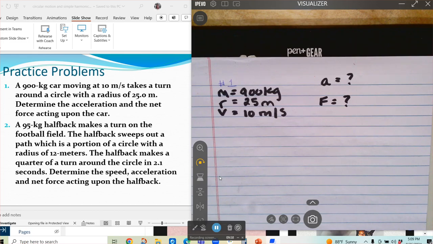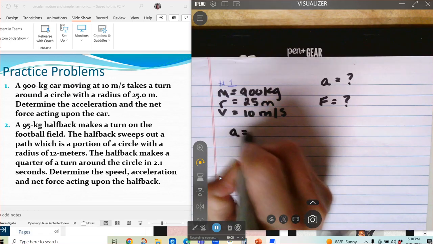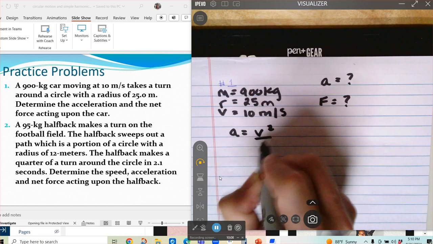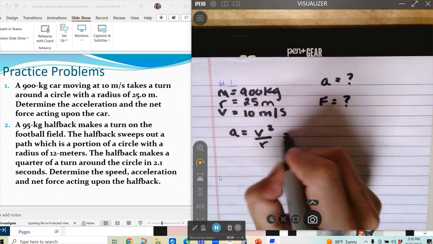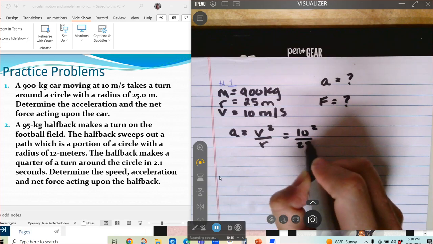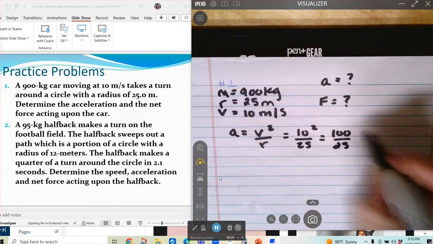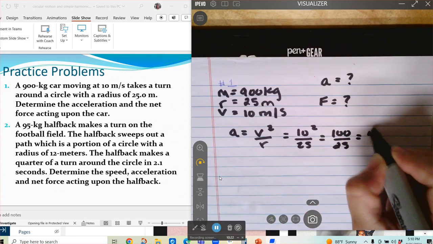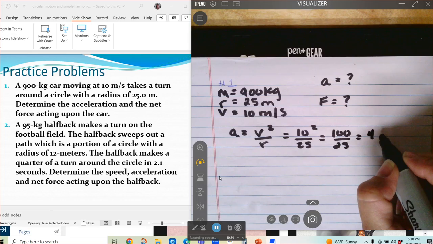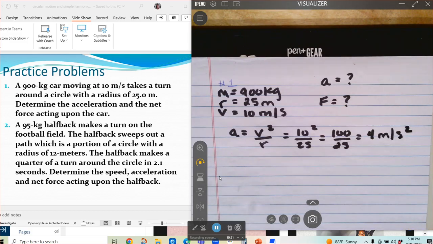So let's go ahead and look at acceleration first. Acceleration equals velocity squared over r. So I'm going to say 10 squared over 25, which is 100 divided by 25. So that's 4 meters per second squared. Okay, so that's my acceleration.